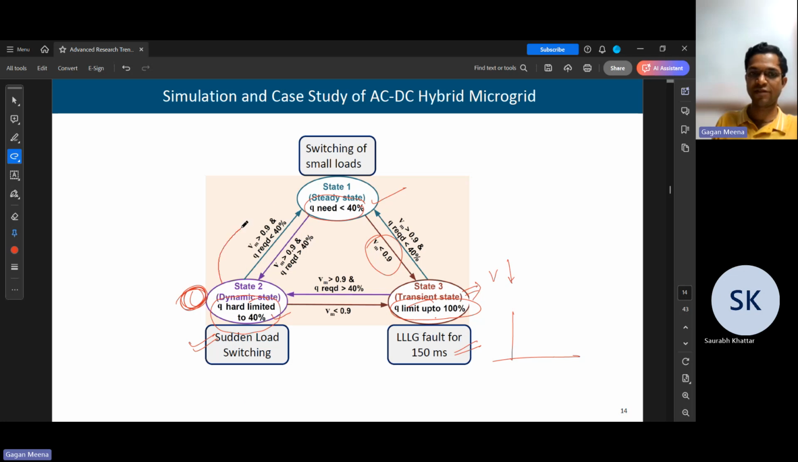So from this state to this state, we can move when the reactive power requirement reduces to less than 40% and the voltage is still more than 90% or 0.9 per unit. From here to here we go when the requirement of Q increases beyond 40% and voltage is still above 0.9 per unit. Similarly we can move from one state to another. And this is called a state diagram.